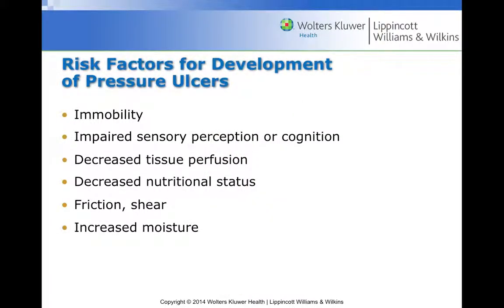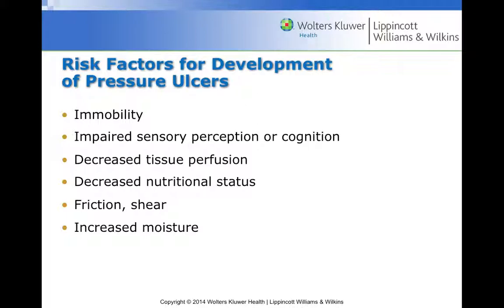When we look at the risk factors for development of pressure ulcers, of course, the number one thing is immobility. So those patients who are bedbound and they are not able to get up, or those patients that we do get up and sit them in the chair, they're still at risk for those pressure ulcers. Of course, those that have impaired sensory perception or cognition, they may stay in one spot all day, or they may create a friction area that will cause that skin breakdown.